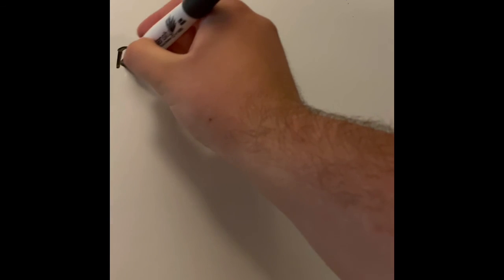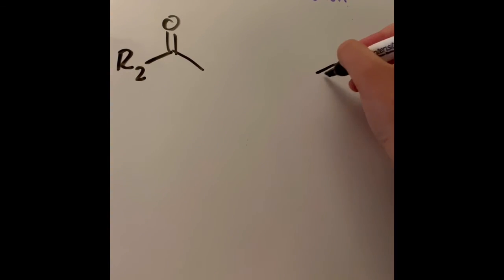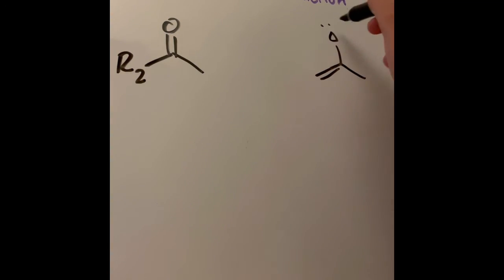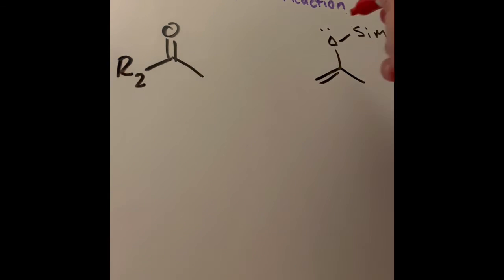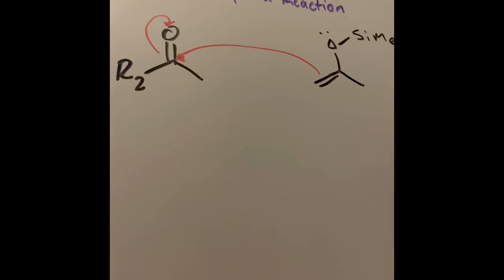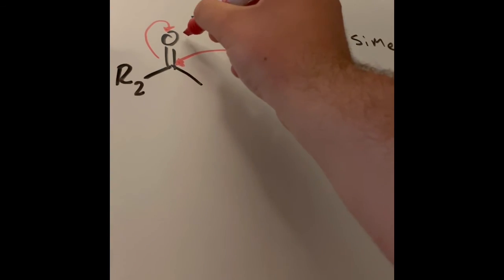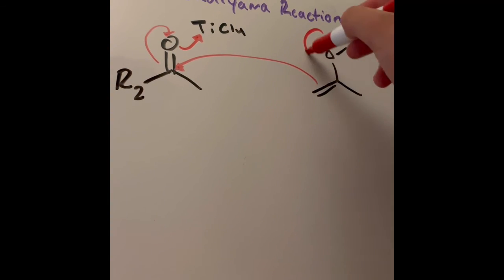This is the mechanism of the Mukaiyama-Aldol reaction between an aldehyde and silyl enol ether, with titanium 4 chloride acting as the Lewis acid. So the first step of the mechanism is for the silyl enol ether to proceed with a nucleophilic attack with the double bond at the carbon of the carbonyl group. This forces a pi bond between the carbon and oxygen to break, allowing the oxygen to form a bond with the titanium 4 chloride. Next, the lone pair on the oxygen of the ether forms a double bond with the carbon.